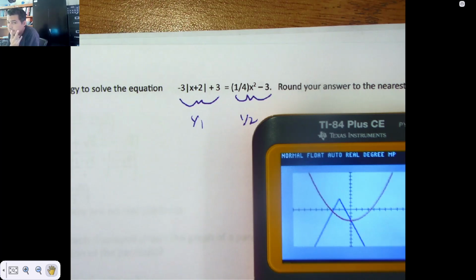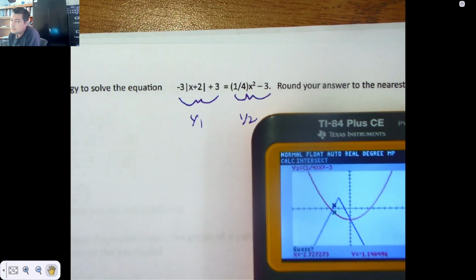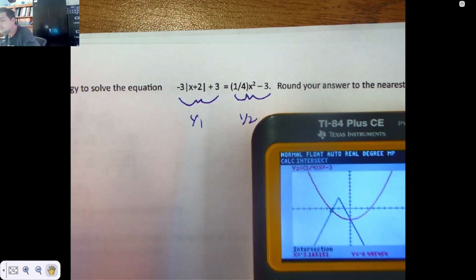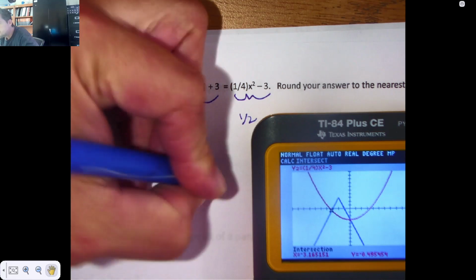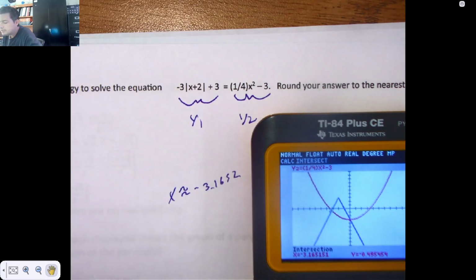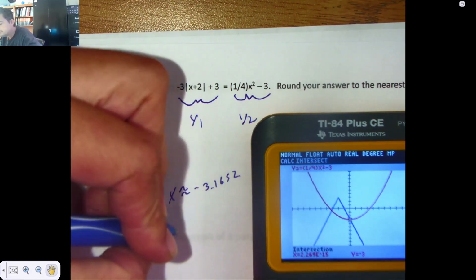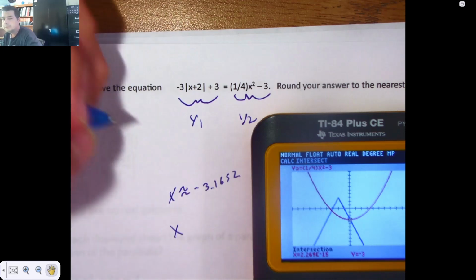There's 2 answers. Second trace, 5 for intersect. Get close and then enter once, twice, thrice. There's an intersection. There's an x value of around -3.1652. The other one's actually a nice number. Pretty sure it's 0. Second trace, 5. Get close, enter, enter, enter. Oh, look at that.